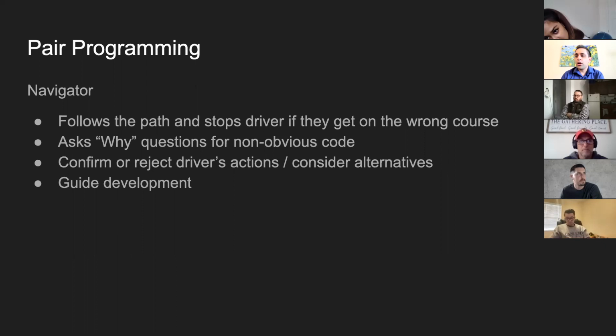Also, the navigator should confirm or reject the assertions that the driver makes. So again, in our previous example, if the driver says, hey, I expect this code to equal 42, the navigator should say, actually, I think it should be some other value. Or they might say, yep, you're right. I think this should be 42 also. And overall, the navigator's role is to guide development. Again, the driver's main focus is to code, and the navigator should make sure what they're coding is correct and kind of fact checking them as they're writing.